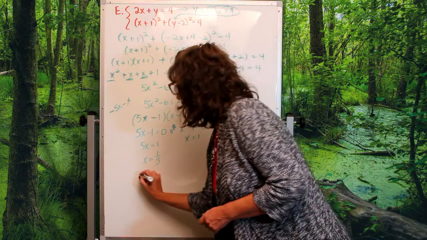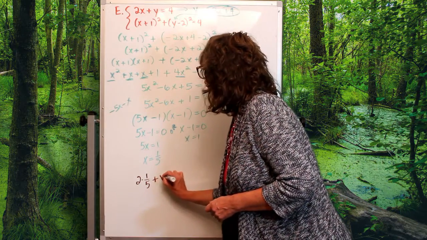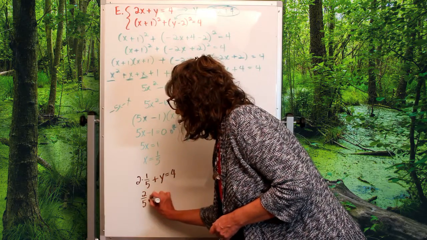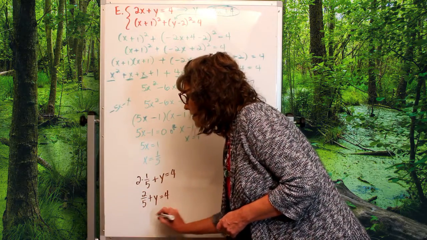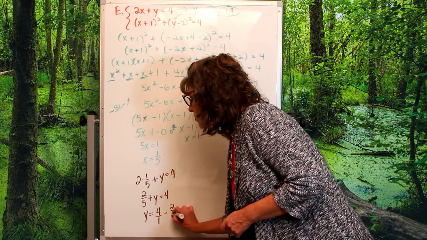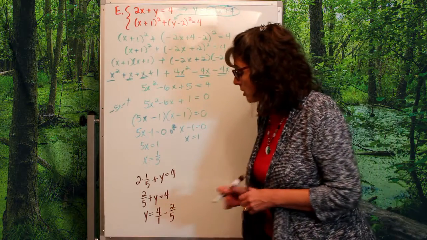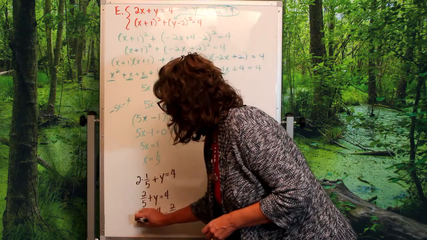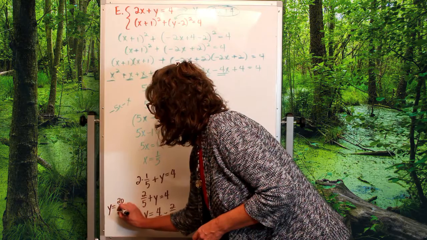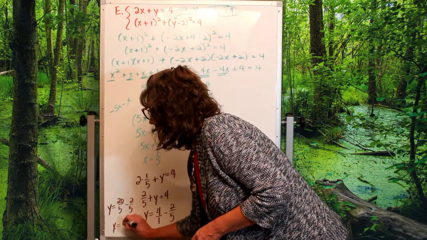When I plug that in, I'll have 2 times 1/5 plus y equals 4. 2 times 1/5 is 2/5. And so now what I need to do to get that y by itself is subtract 2/5. So I need to take a 4 over 1 and subtract 2/5. And when I subtract those fractions, I need to get common denominators. The common denominator will be 5. And so therefore, I will have y equals 20 over 5 minus 2 over 5, which is 18 over 5.